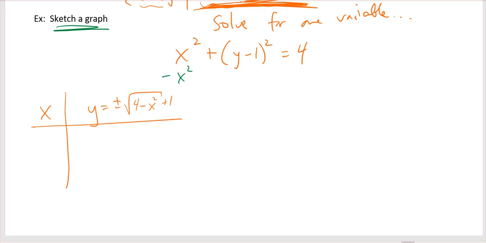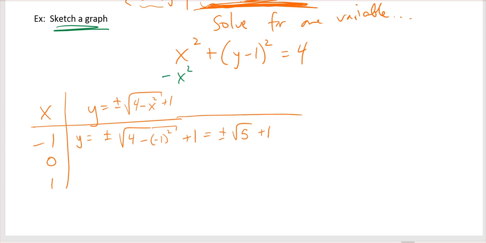Well, why don't we pick our buddies, right? If I pick -1, 0, and 1, would this be convenient? Well, if I put -1 in there, then my y is going to be plus or minus square root of 4 minus (-1) squared, plus 1. And we can do that. That's square root of 5 plus 1. So in turn, we have ordered pairs, right? This is going to be -1 going with plus or minus square root of 5, plus 1.